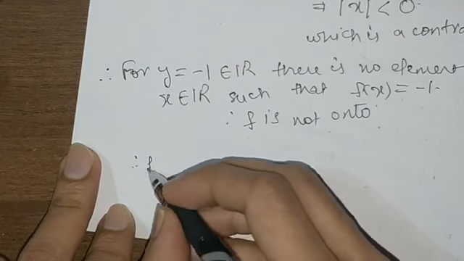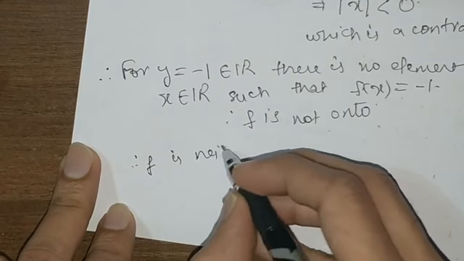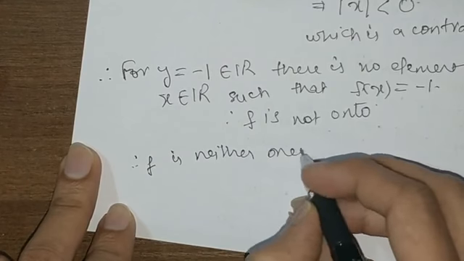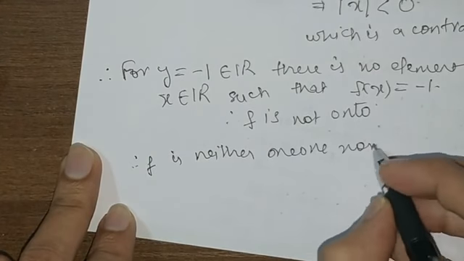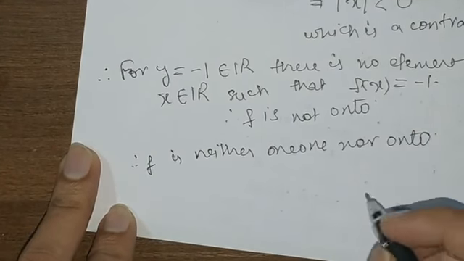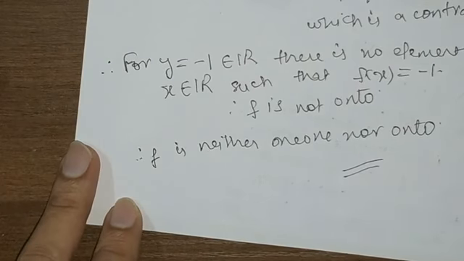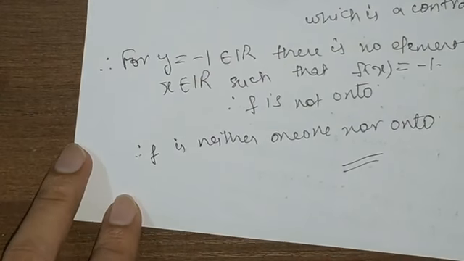So what you have proved? f is neither 1-1 nor onto. So that was problem number 4.